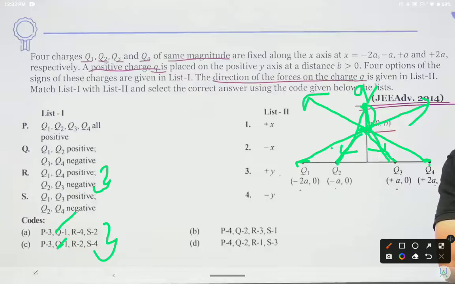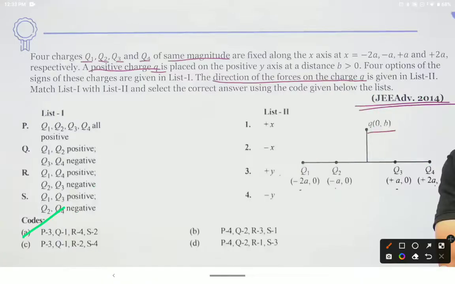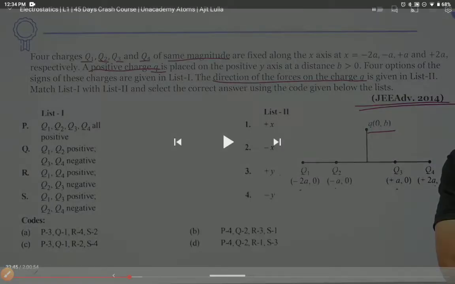So R is 4. So the correct option is A. Okay, so our correct option comes out to be A. This is the way we solve the question, and this is a JEE Advanced 2014 question. Let's go to the next question without delay.